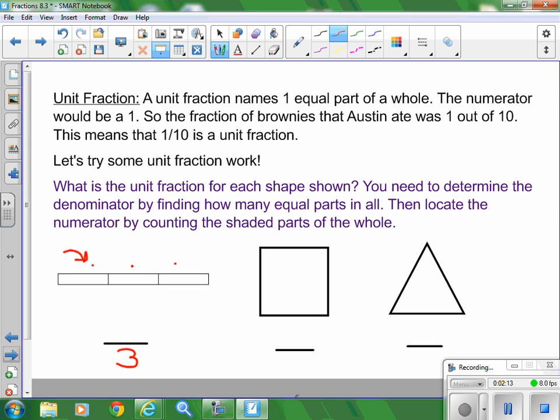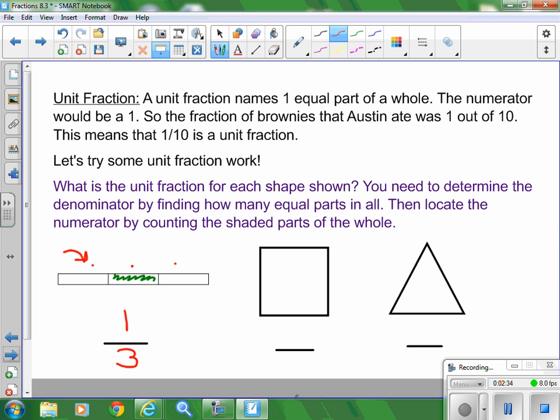Now it's saying how many parts are shaded. So if I just shaded in this middle part, you would say, how many parts are shaded? 1 part is shaded. What is the fraction of shaded parts on this bar graph here? 1/3, because it's been split into thirds, and 1 part is shaded.